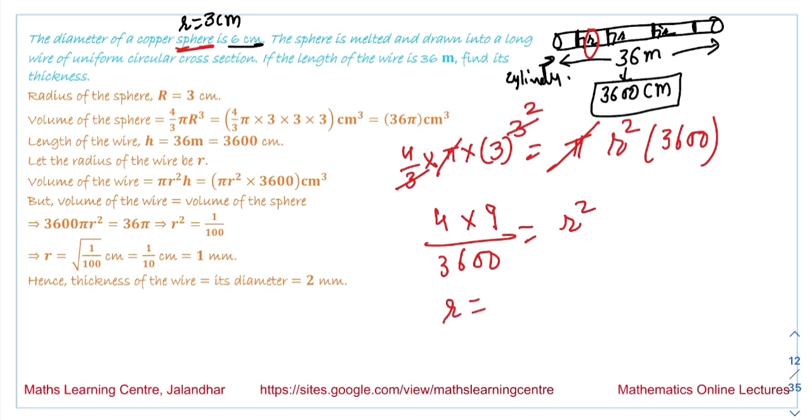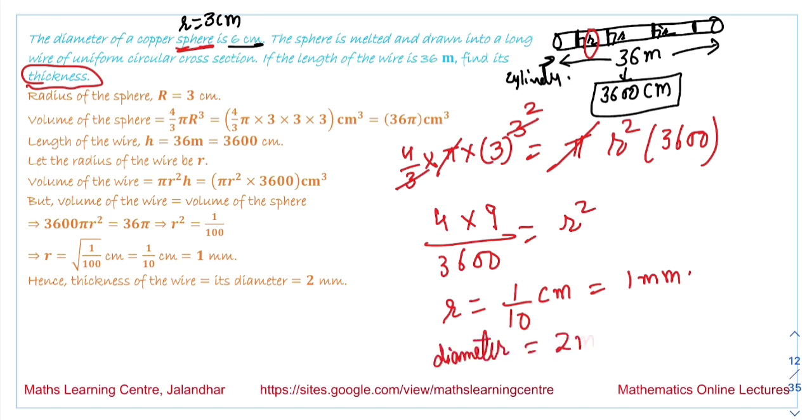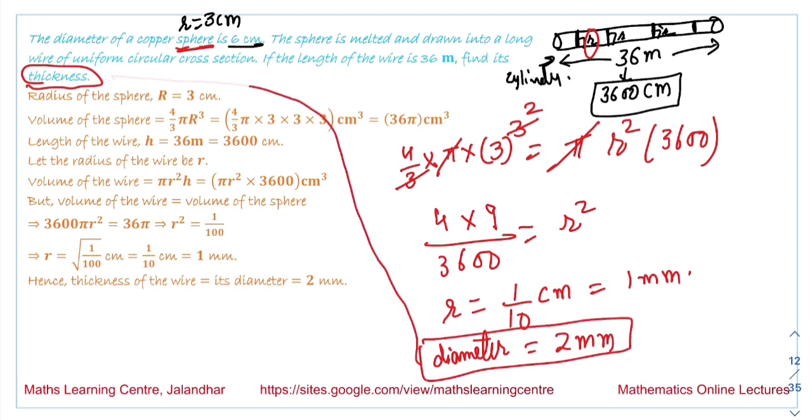So the value of R that we will get is equal to 1/10 centimeter, and this is equal to 1 mm. What we have to calculate is the thickness of this wire. Thickness of the wire means we have to calculate the diameter, and the value of diameter is equal to 2 mm. This will give us the thickness of this wire.